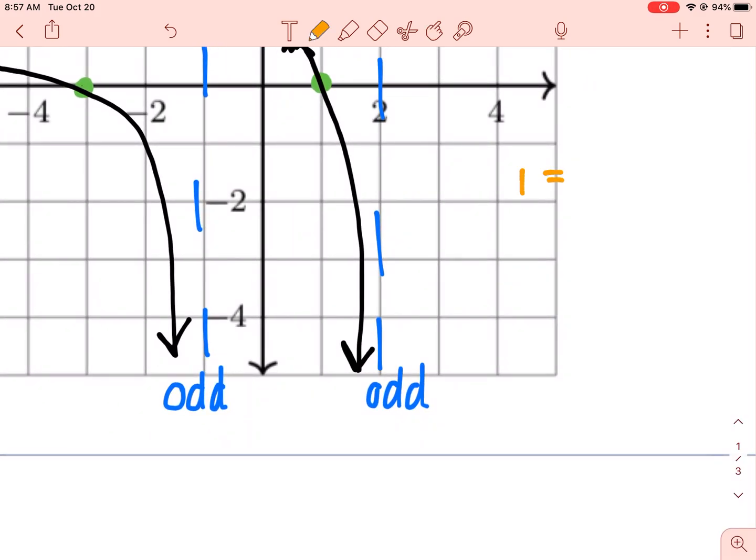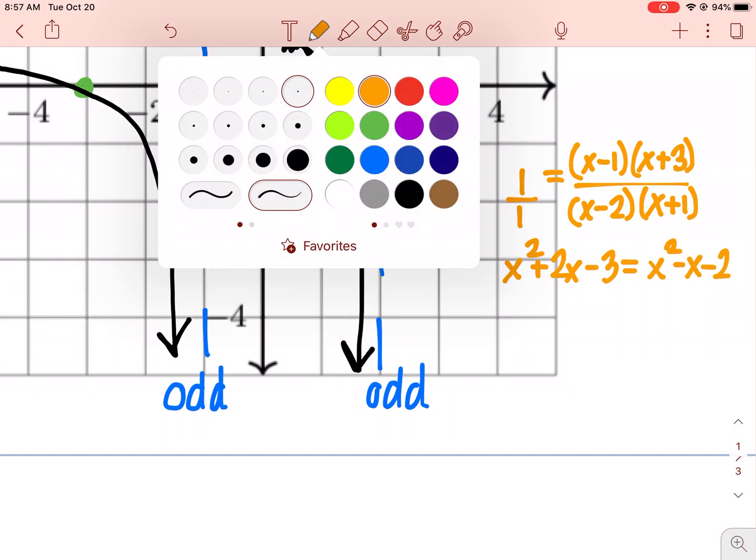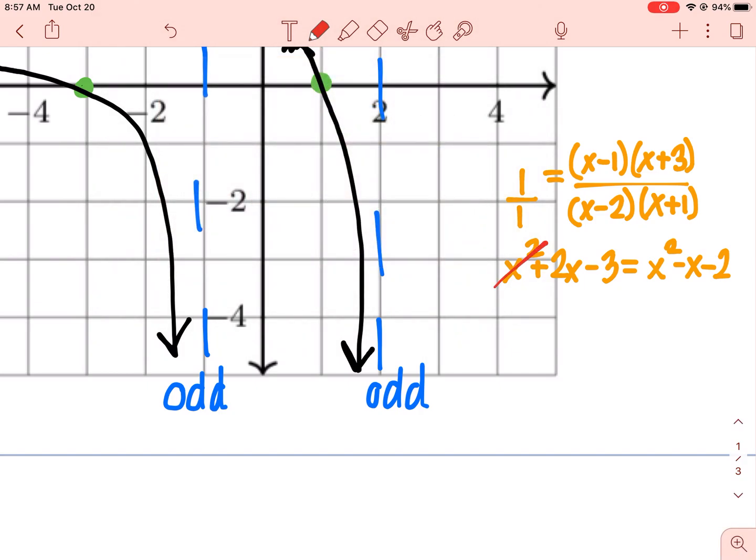So 1 is going to equal x minus 1, x plus 3, over x minus 2, x plus 1. Here I can do a nice over 1 cross multiply. As I cross multiply, I'm actually also going to FOIL. I just think this might be a little bit easier for us. It is, because when I'm starting to solve, these will cancel out. Bada bing, bada boom.